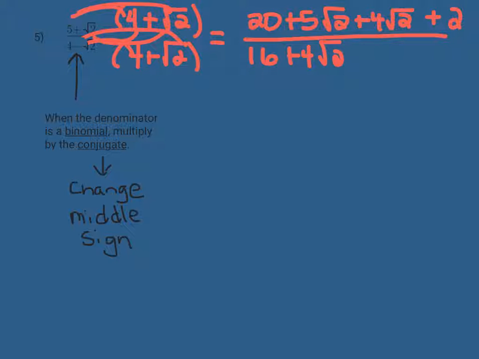All right, so negative radical 2 times 4 is negative 4 radical 2. And negative radical 2 times positive radical 2 is just negative 2.